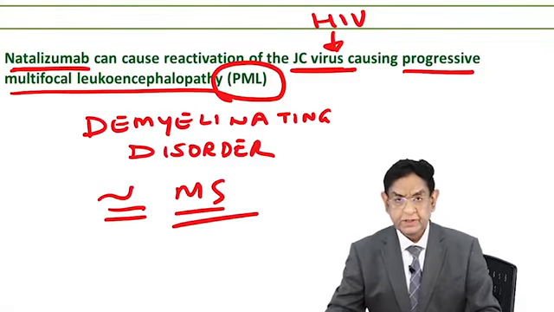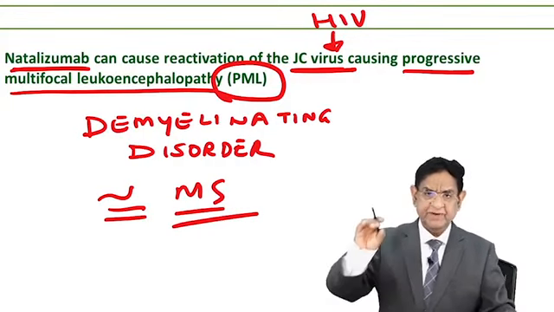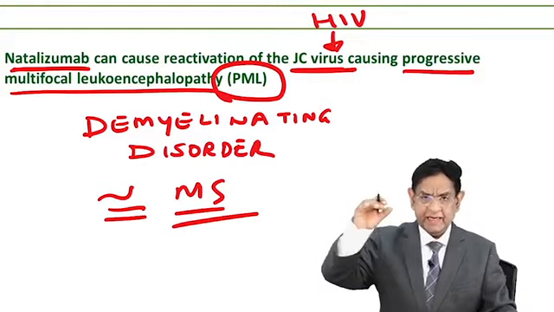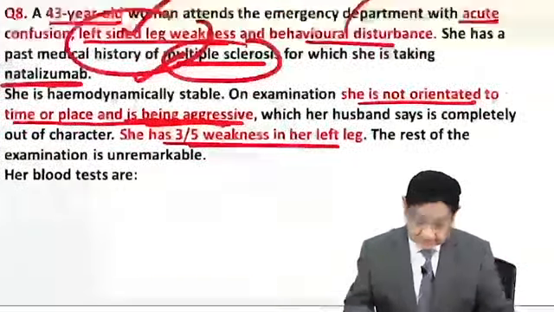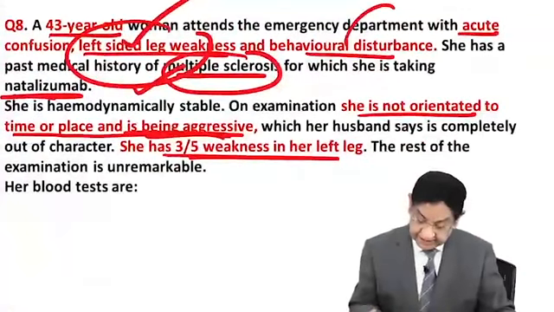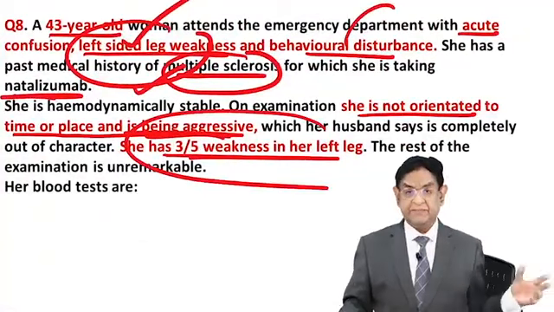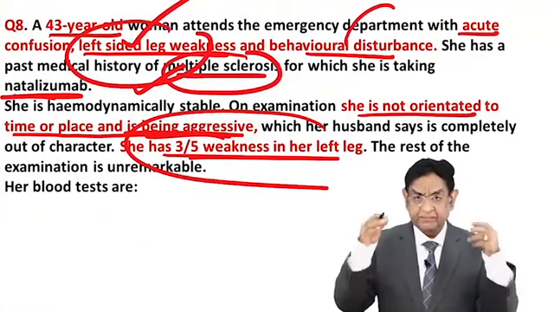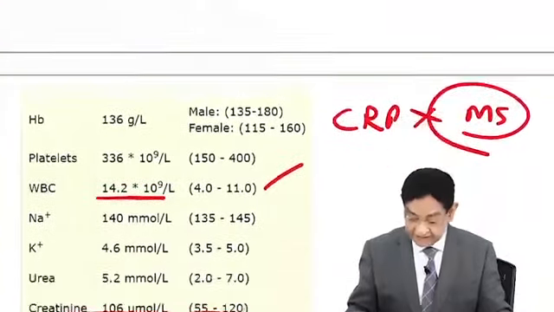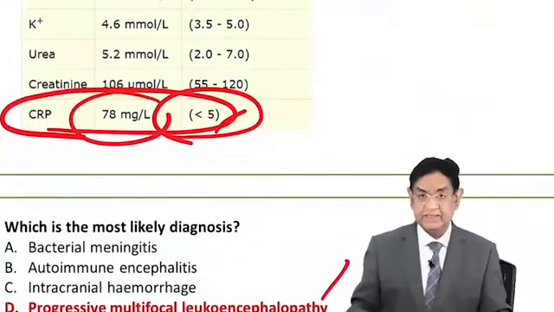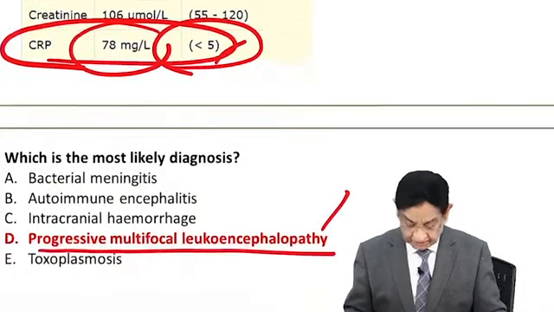Got it? So friends, the point which I mentioned in the previous question: when we give natalizumab and after that the problem has increased, and now she has again come with left weakness, and moreover aggressive behavior is there because there is involvement of the brain now. HIV patients are there, and moreover the diagnosis is supported by increased CRP and WBC count.